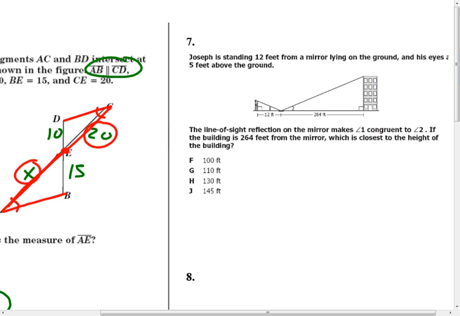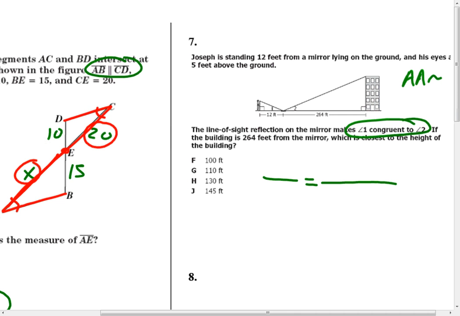We have 2 right angles, and we're being told that 1 and 2 are reflecting off of a mirror, which makes them congruent. So this is an AA situation. These 2 angles are congruent to these 2 angles. As a result, I can set up a proportion. 12 corresponds to 264. What's the height of the guy? 5 feet high. And we are looking for the height of the building, which we'll call X.